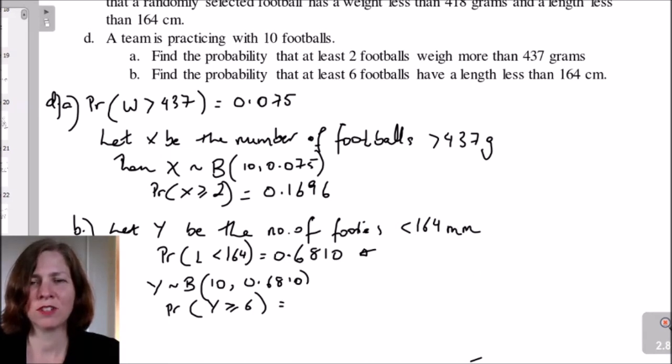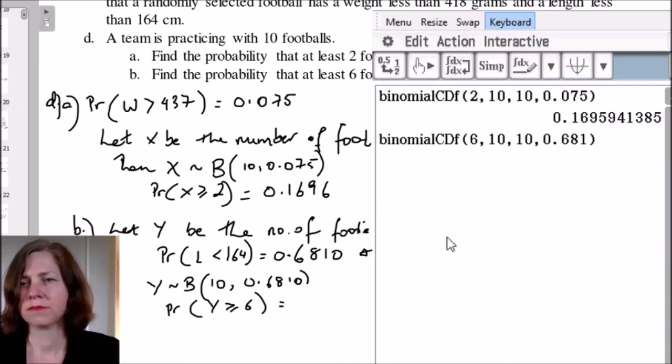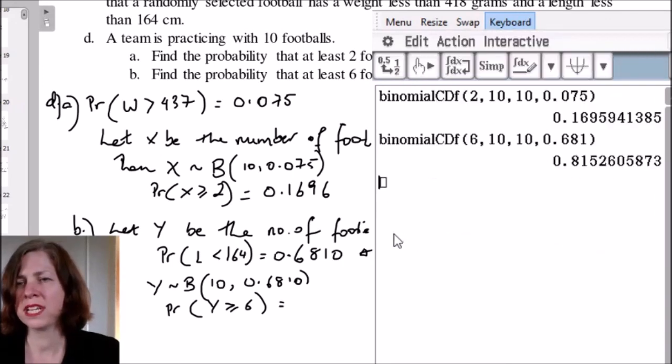Okay, let's have a look at what I did on my CAS. It looks exactly the same as before. My lower bound is 6 because I've got y greater than or equal to 6. My upper bound is 10 because out of 10 trials, that's the most that can happen. The number of trials is 10 and the probability of success is 0.6810. So let's do it. And I get 0.8153.